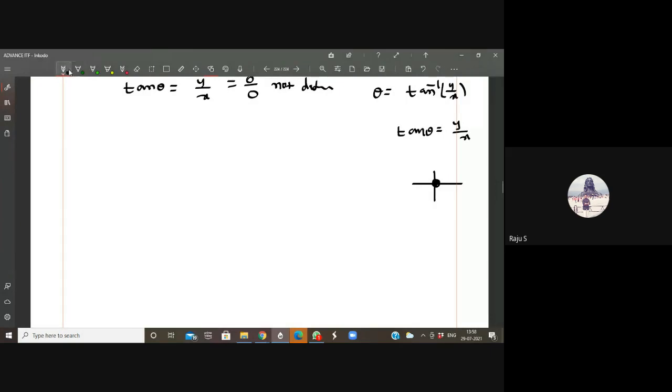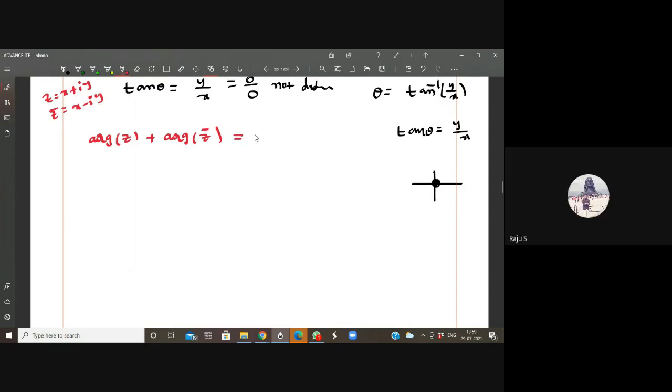Let's discuss some important results belonging to the argument. Argument of z plus argument of z conjugate. If I take z equal to x plus iota y, what is z conjugate, students? X minus iota y. Then the argument of z is tan inverse of y by x, and the argument of z conjugate is tan inverse of minus y by x.